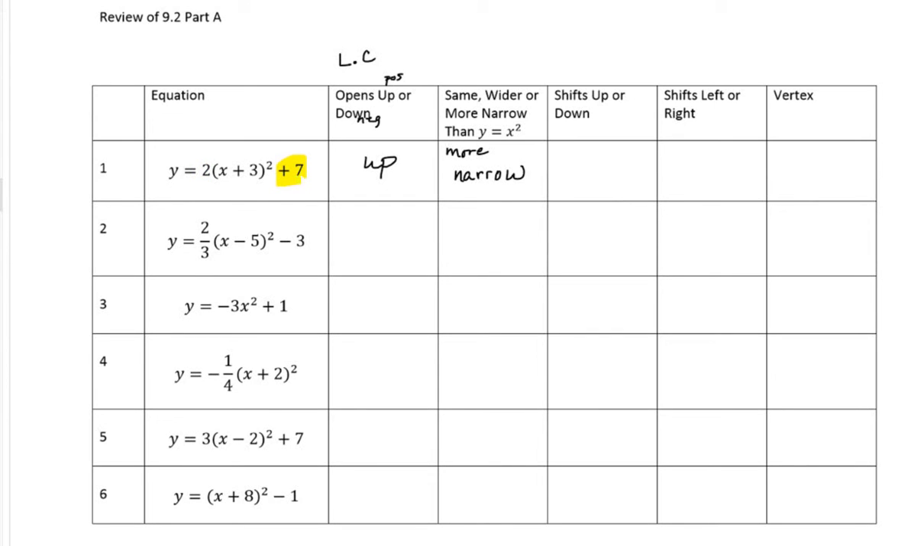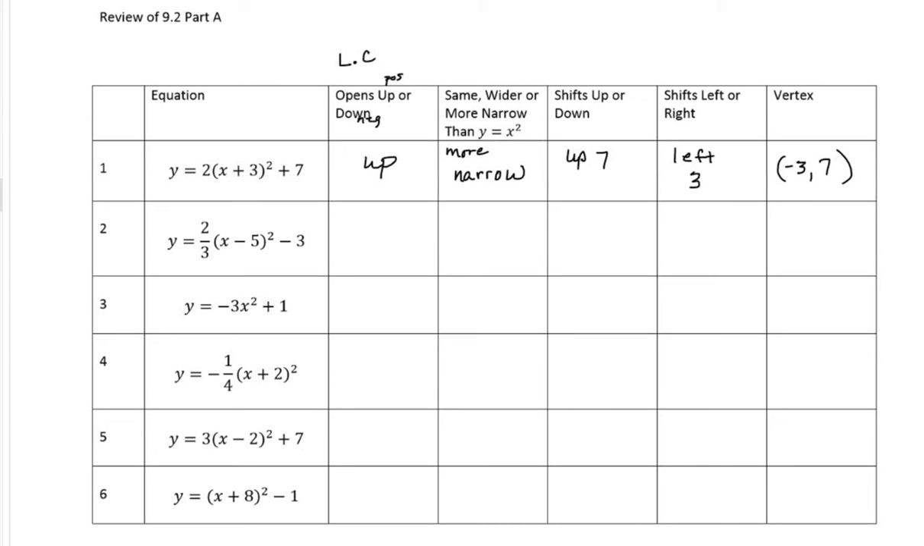This plus 7 here at the end tells me the graph is going to be shifting up 7. This plus 3 in the parentheses tells me my graph is going to be shifted left 3. The vertex is going to be found by using this number here in the parentheses, and then the number that's added or subtracted outside the parentheses. So the x-coordinate of the vertex is going to be the opposite of this plus 3, which is minus 3, and then the same as that plus 7, so positive 7.